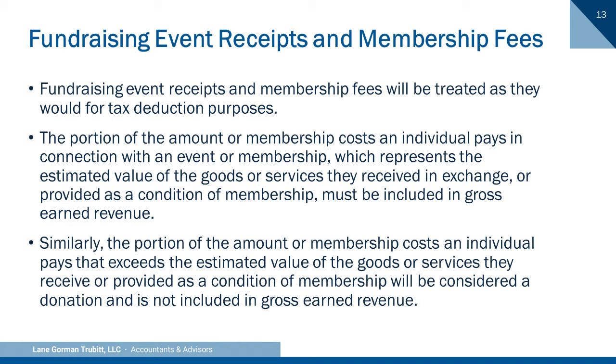Similarly, the portion of the amount or the membership cost an individual pays that exceeds the estimated value of goods or services they receive or provided as a condition of membership will be considered a donation and is not included in your gross earned revenue. For not-for-profit organizations, grants are excluded from gross earned revenue, but SBA will consider the organization's federal grant revenue to determine whether it meets the eligibility limit of having no more than 10% of its gross revenue from federal sources. Again, that does not include the disaster assistance. If you have rental income, whether it be from longer-term tenants or short-term rentals for event hosting, that should be included in your earned revenue.